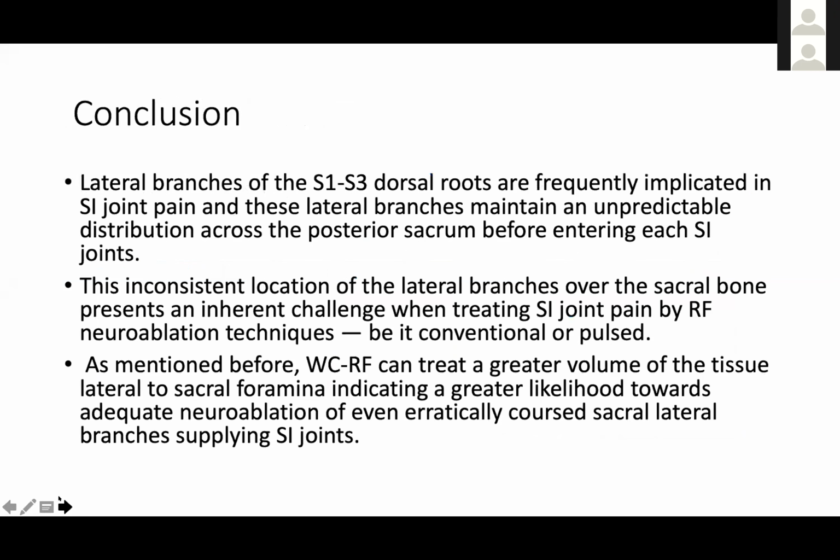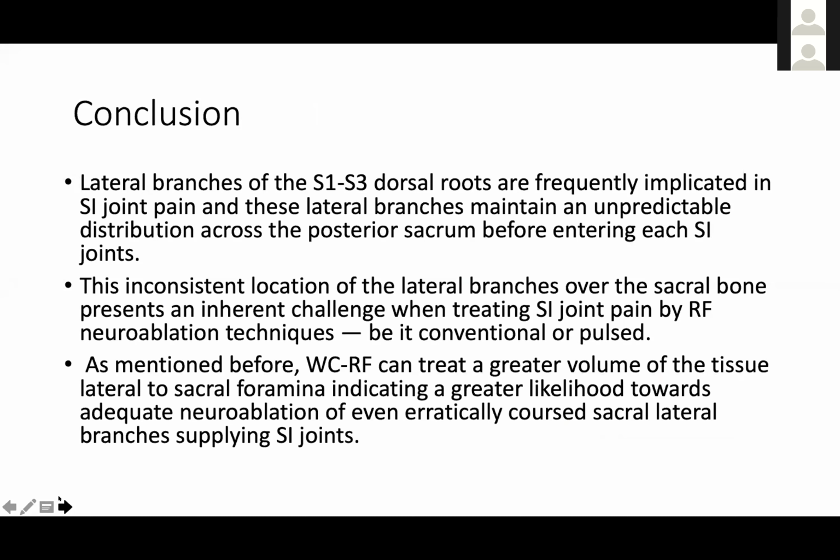He stated that he came to a conclusion that the lateral branches of S1 to S3 dorsal roots are frequently implicated in SI joint pain, and these lateral branches have an unpredictable distribution across the posterior sacrum.